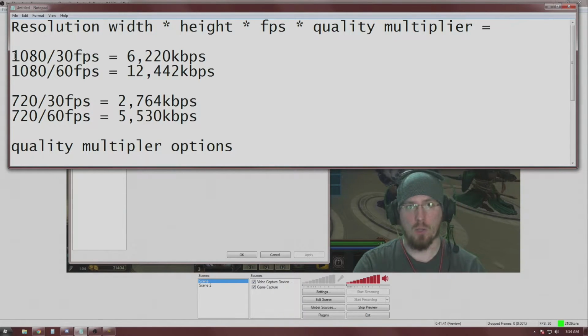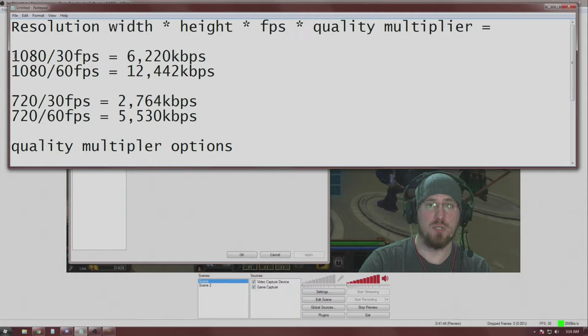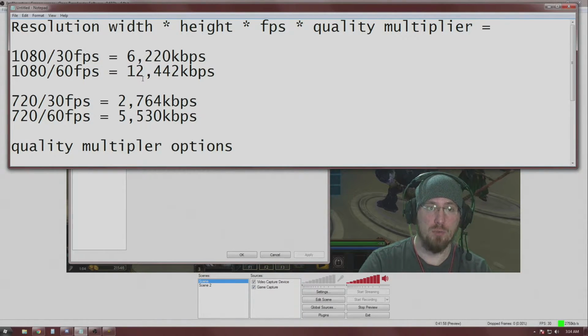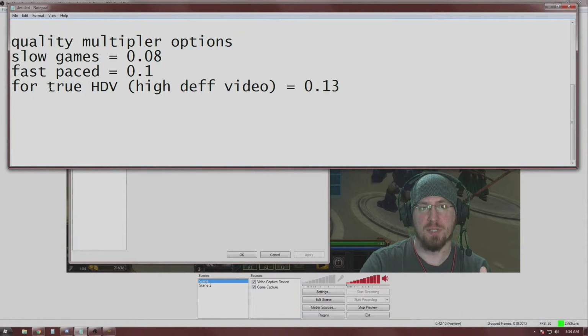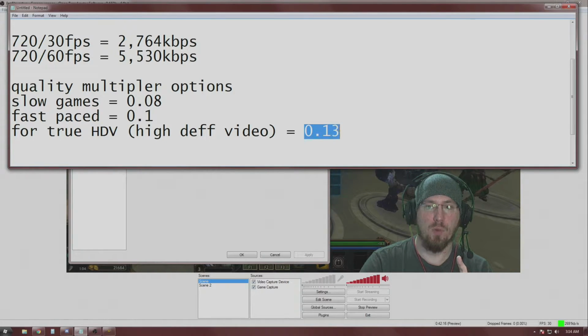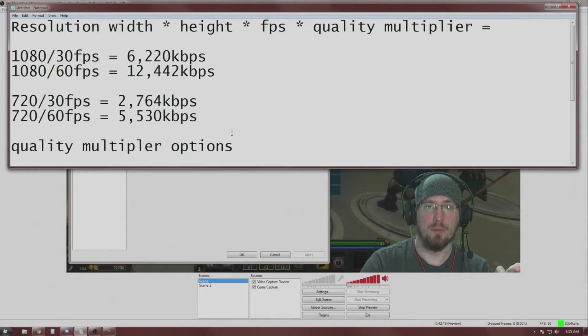So let's say I'm playing Call of Duty, Battlefield, Smite, or anything else that's not slow like League of Legends, which is what a lot of people do stream. If I were to try and do 1080 30 frames per second, I need bare minimum 6,220 kilobytes per second. If you're going to do this on YouTube, they actually say that you need 8,000 kilobytes per second, bare minimum, for what they consider standard definition, not high definition. I have this listed as true HDV, but it's a little misleading. 0.13 for YouTube they consider standard, not HD video.